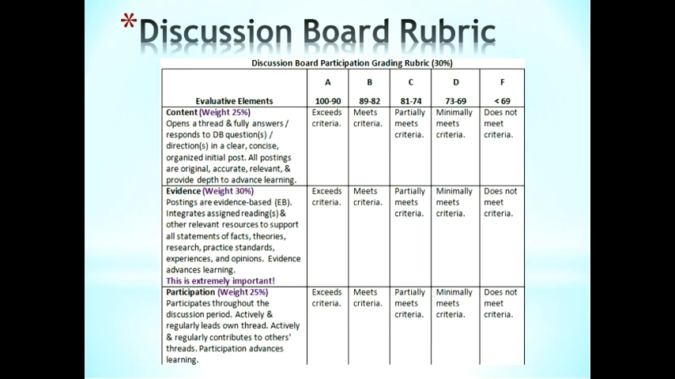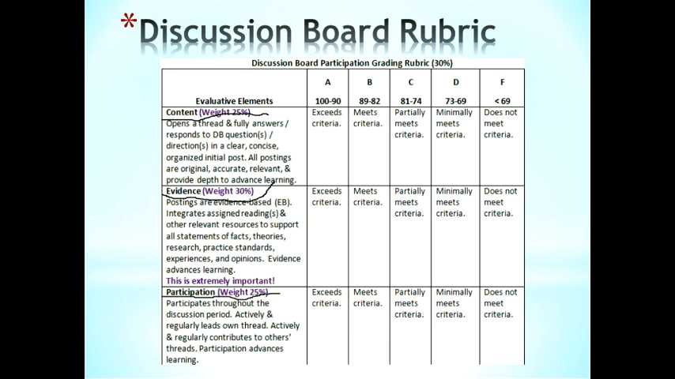Now, the discussion board rubric, please really pay attention to the fact that we have weights next to each of the items. So, for example, with content, that would be right here, with a weight of 25%. And for evidence, that is worth 30%.